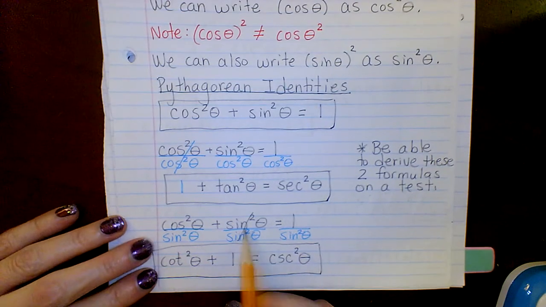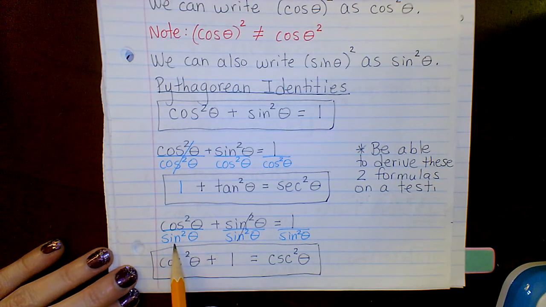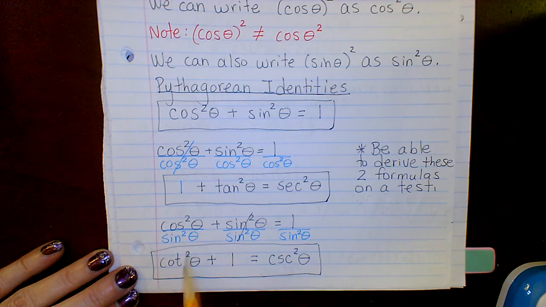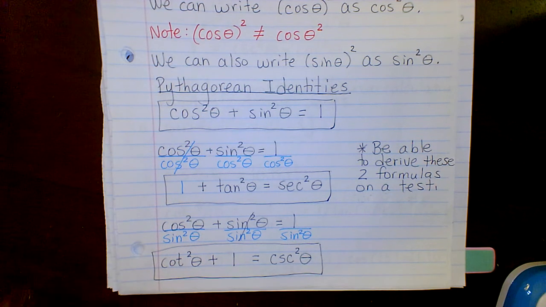Then we have cosine squared plus sine squared equals 1 again, but this time I divide through by sine squared. Remember cosine over sine, that's one of the quotient identities. Cosine over sine is cotangent. So cosine squared over sine squared is cotangent squared. This becomes 1 because it's something over itself. And then remember this is a reciprocal identity of 1 over sine, which is cosecant. So 1 over sine squared is cosecant squared.